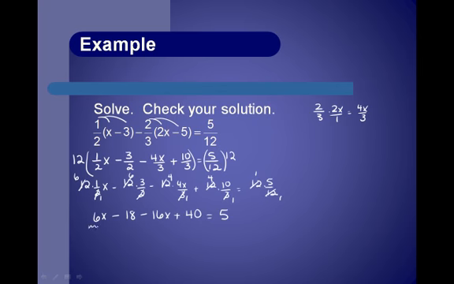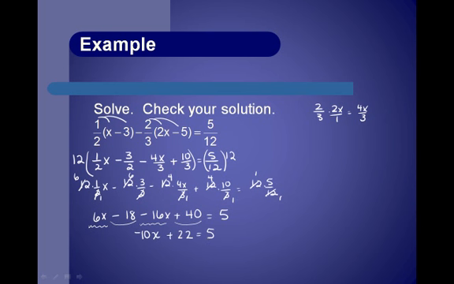So on the left side we have 6x minus 16x, which would give us negative 10x. Then we've got the number terms. We've got a negative 18 plus 40. So negative 18 plus 40 would give us 22.